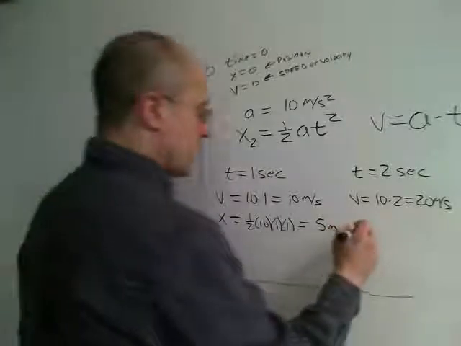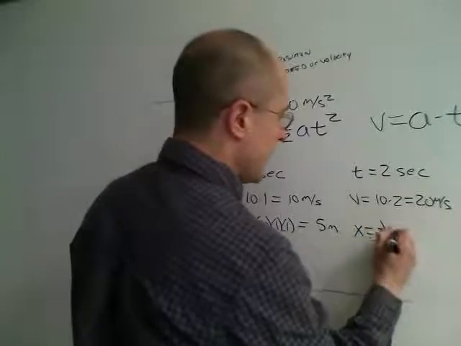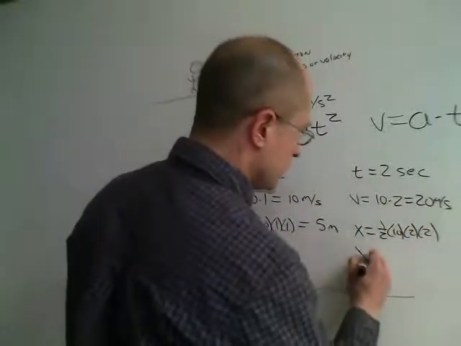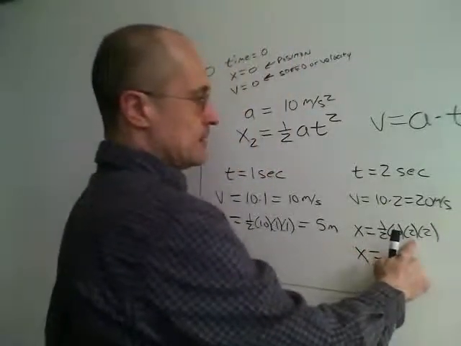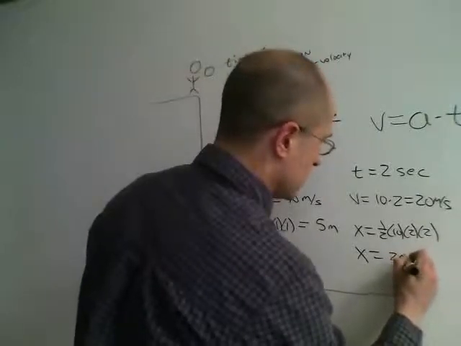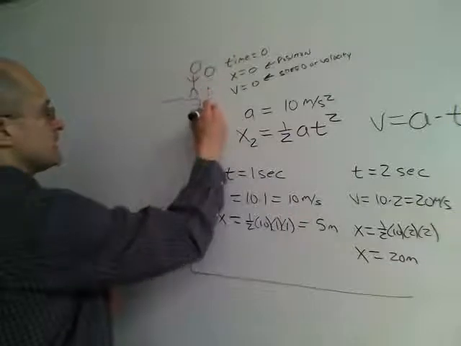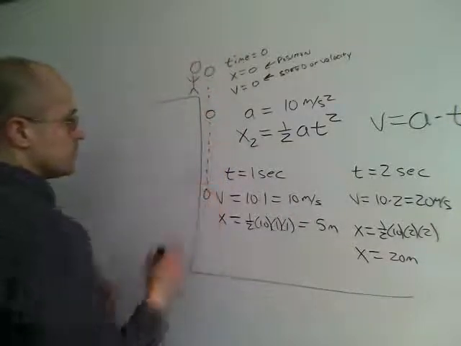And what happens to our position? Well, our location is 1/2 of 10 times 2 times 2, or x is going to be 5 times 2 is 10, times 2 again is 20. So our ball, after 1 second, it was here. After 2 seconds, it's way down here.